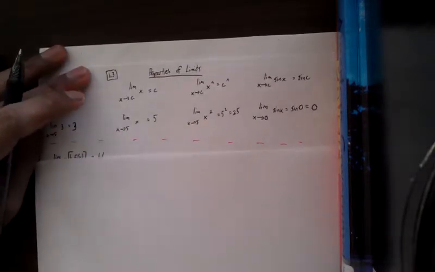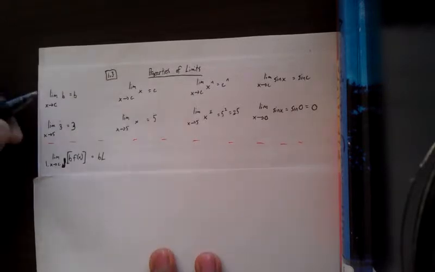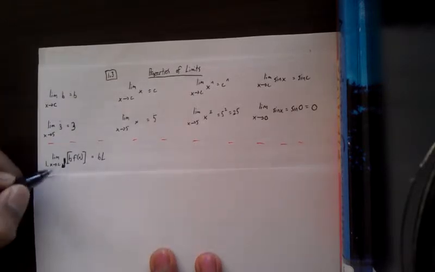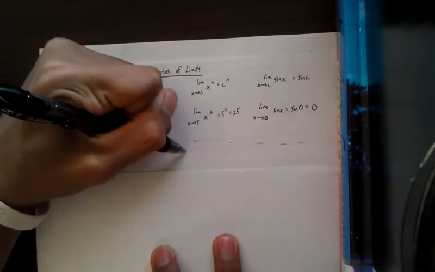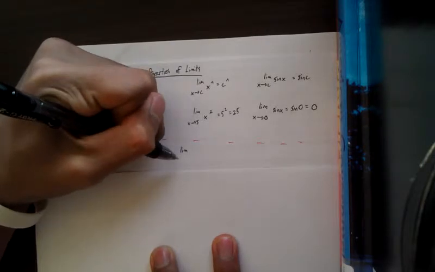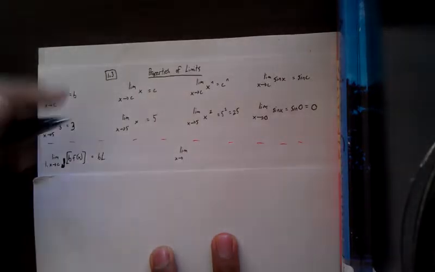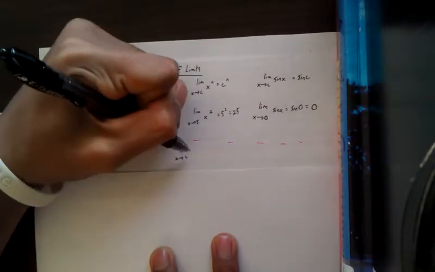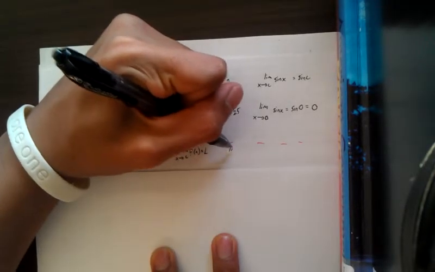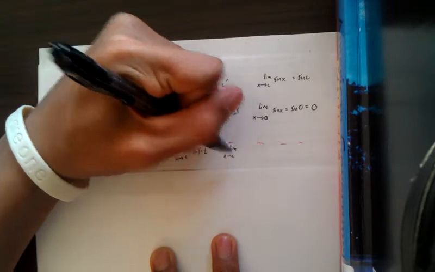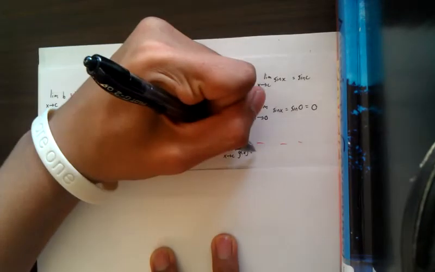Next are just some limit rules that you can use. In these several cases, we're going to be following the idea that the limit as x approaches c of f of x is going to equal L, and the limit as x approaches c of g of x is going to equal k.